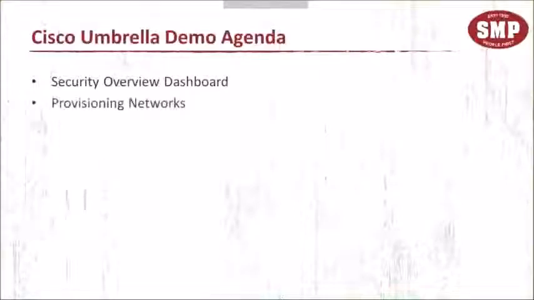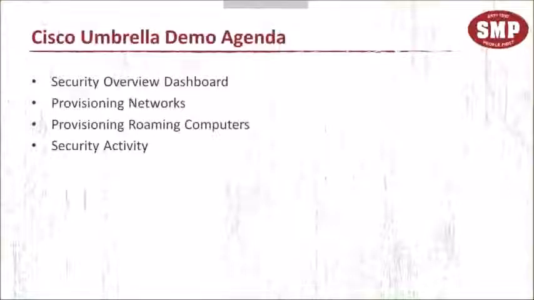So now I'm going to launch into the demo, and I've laid out what I'm going to go through here. I won't spend too much time on the agenda, but just to paint it out for all the participants, I'm going to go through a security overview dashboard. We'll look at some dashboards within Umbrella to see what kind of security analytics and reporting capabilities we're getting. Also go through how we provision networks within Umbrella. Additionally, we'll look at provisioning roaming computers. We'll look at a security activity dashboard.